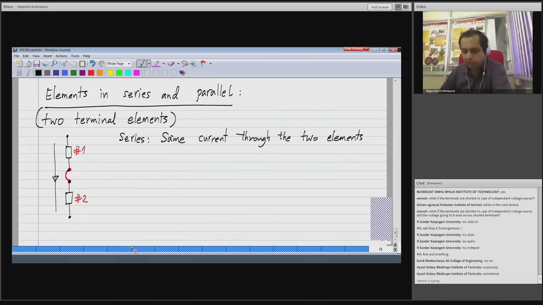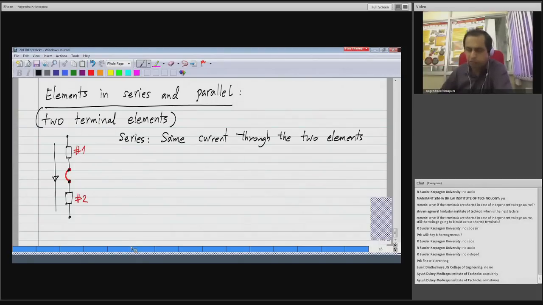As I was saying, in series connection of two elements, you will have one terminal of one of the elements connected to one terminal of the other element with nothing else connected. And what it enforces is the same current through both elements. Okay, so a feature of series connection is that the same current will flow through the two elements.